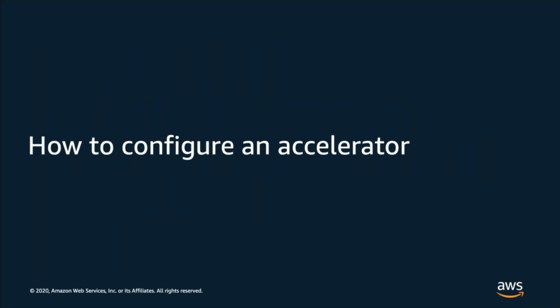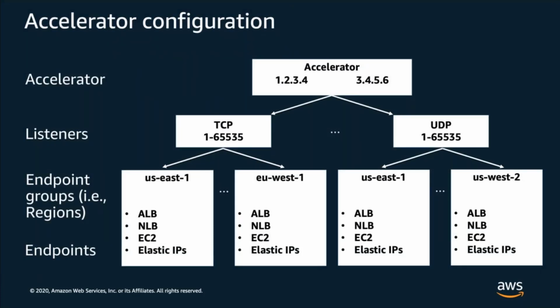A few words on how to configure an accelerator. This is how the structure of your accelerator will look. You get an accelerator with 2 static IPs, then you set up 1 to 10 different listeners, TCP or UDP, with different port ranges.